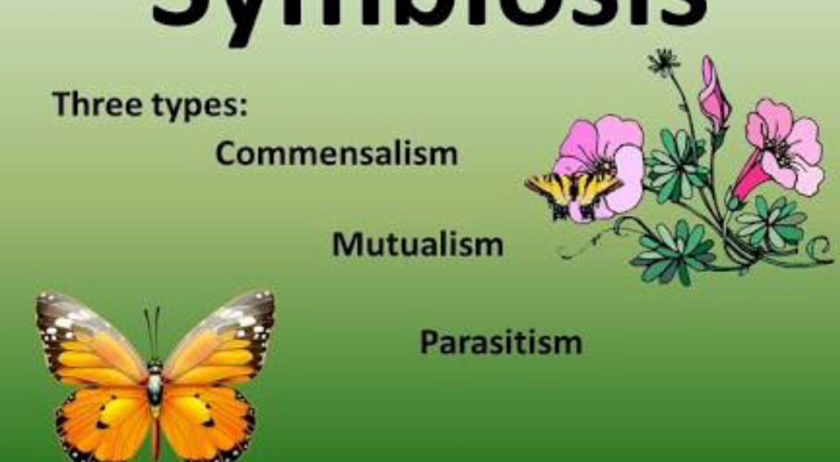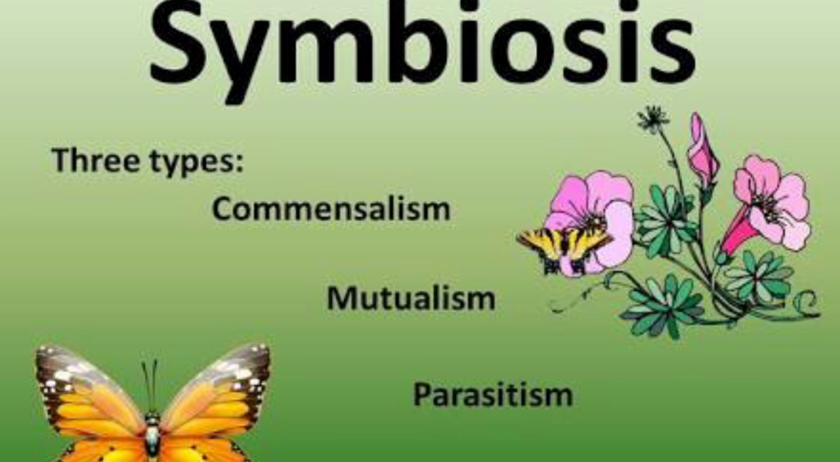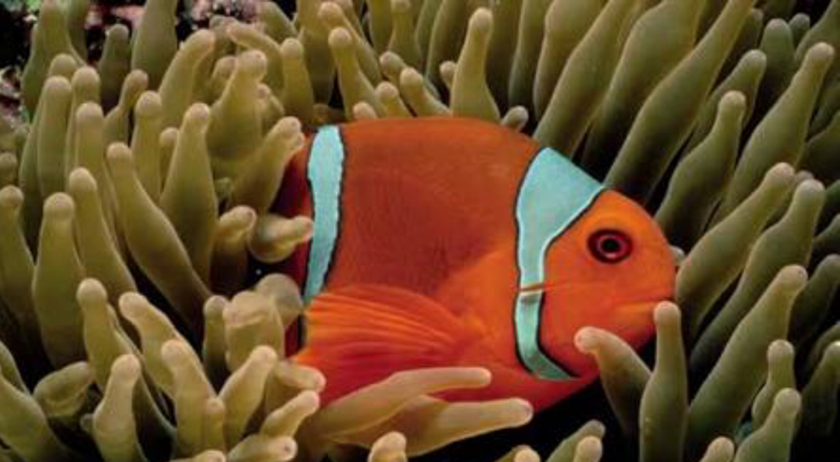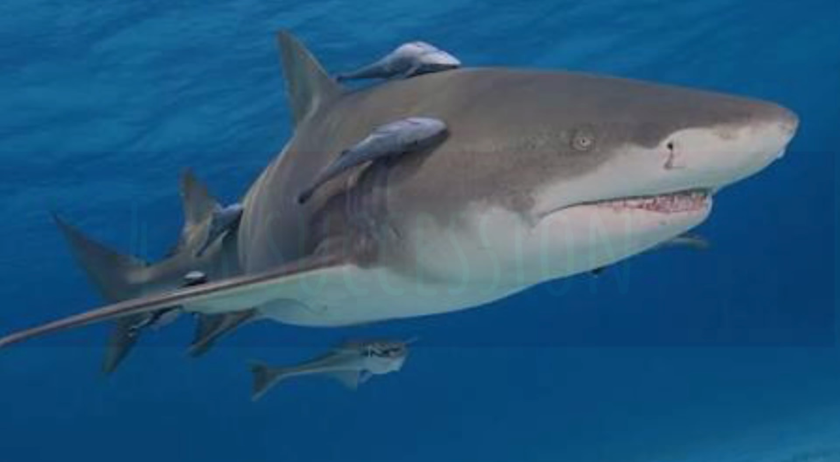Any relationship in which two species live closely together is symbiosis. There are three main classes of symbiosis: mutualism, parasitism, and commensalism.